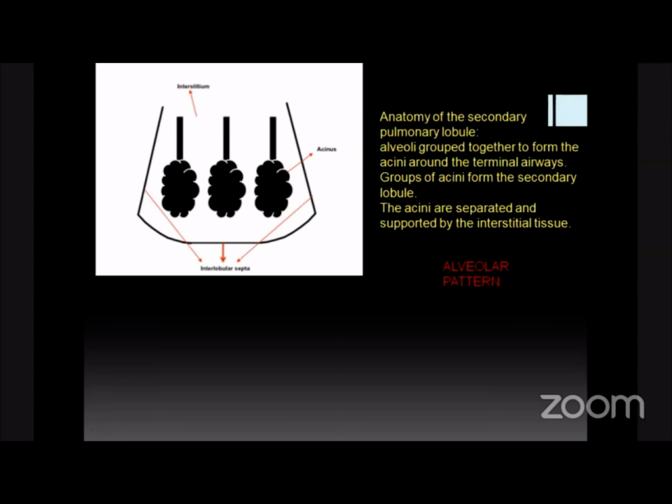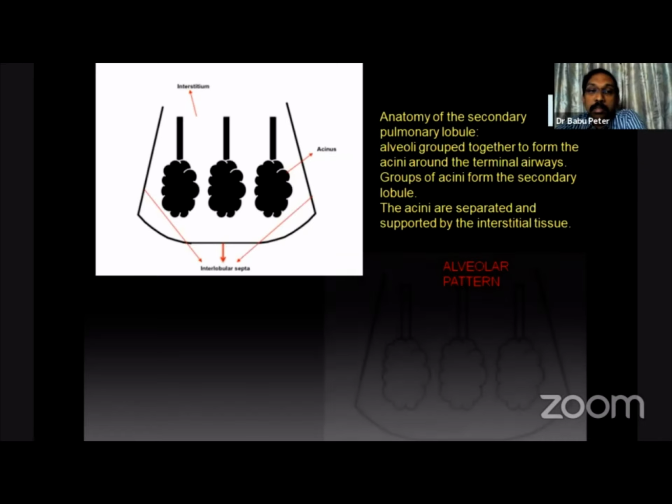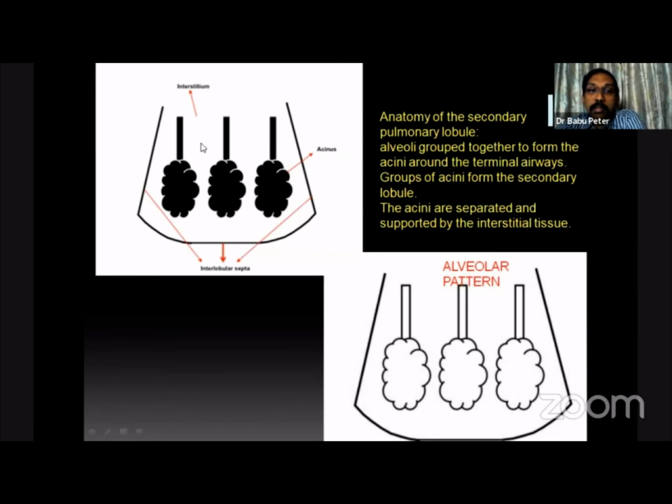Basically, in chest radiology or HRCT, there are two basic patterns. One is the alveolar pattern, the other is the interstitial pattern. We will now concentrate on the interstitial pattern. So what is the alveolar pattern, or the airspace opacification, that you see in the chest X-ray or HRCT? It is when the alveoli or the acini are filled with either fluid, blood, or mucus. Then we get this alveolar pattern, which is what is seen in consolidation.